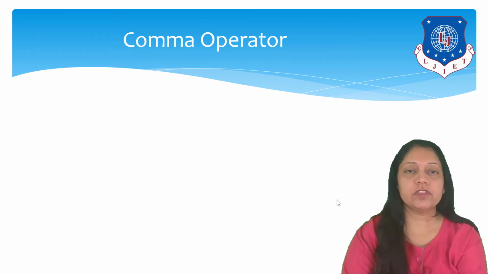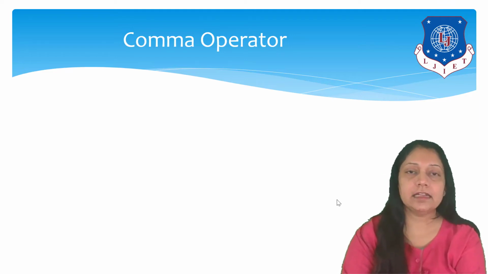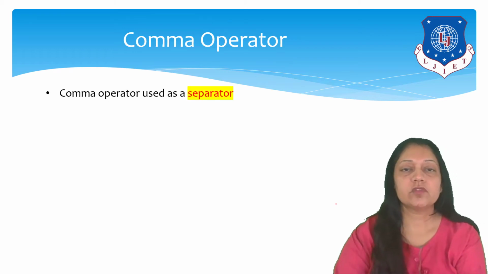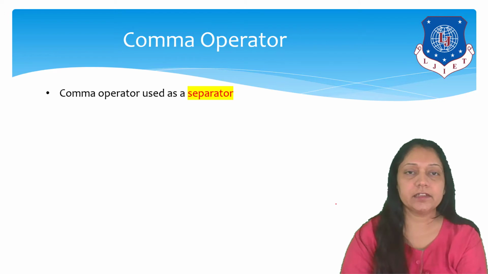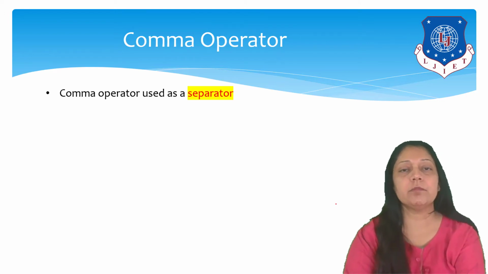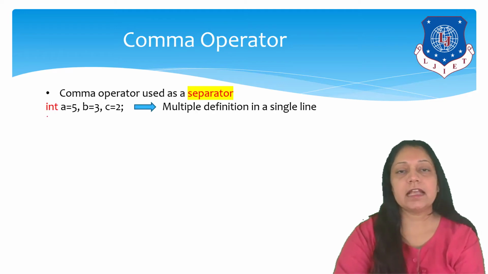So today we are going to see three important things. One is the comma operator, then the break and continue statements which are used inside a loop. First one is the comma operator. The comma operator is used as a separator. That is, if you want to separate some particular statements or operands, then we can use a comma operator. Let's see how to use the comma operator as a separator.